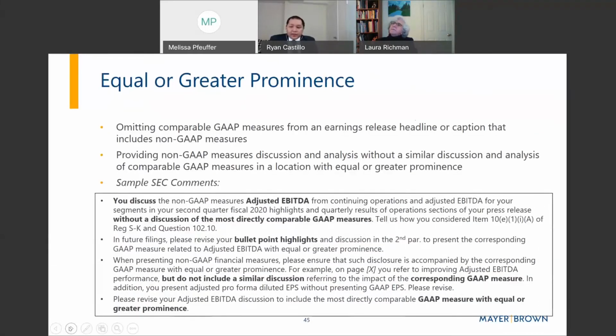Moving now to the second general bucket, the most directly comparable GAAP measure must be presented with equal or greater prominence than the non-GAAP measure. If you recall, the C&DIs have a list of examples focusing on undue prominence, and that includes not presenting the GAAP measure or GAAP discussion at all. The examples on this slide show the sin of omission. Companies highlight and discuss their non-GAAP measures like adjusted EBITDA or adjusted EPS, but then they leave out any mention of net income or GAAP EPS, the comparable GAAP measures. Staff says you can't do that.